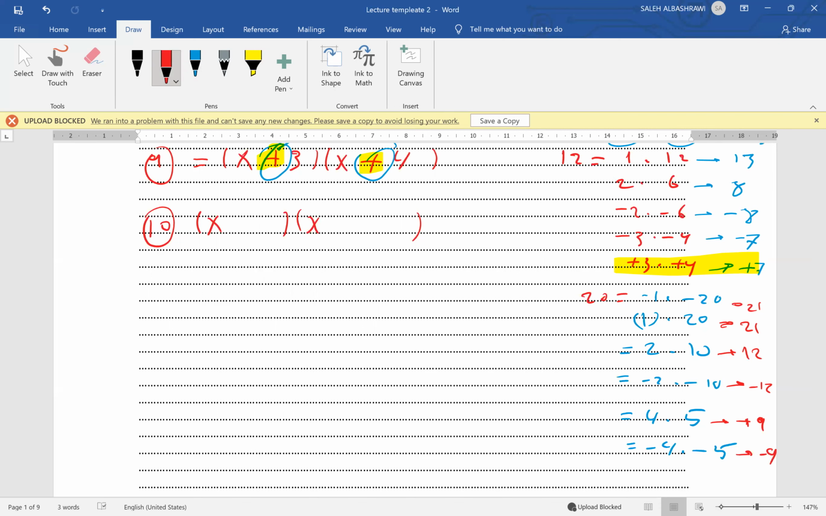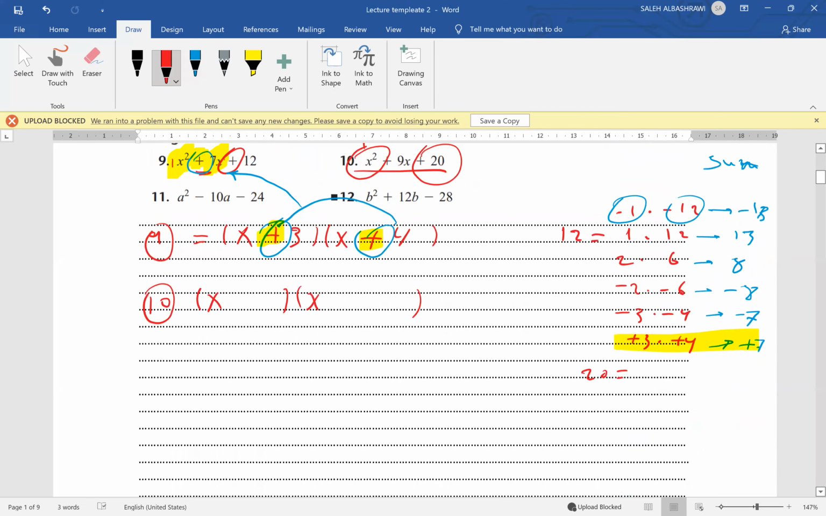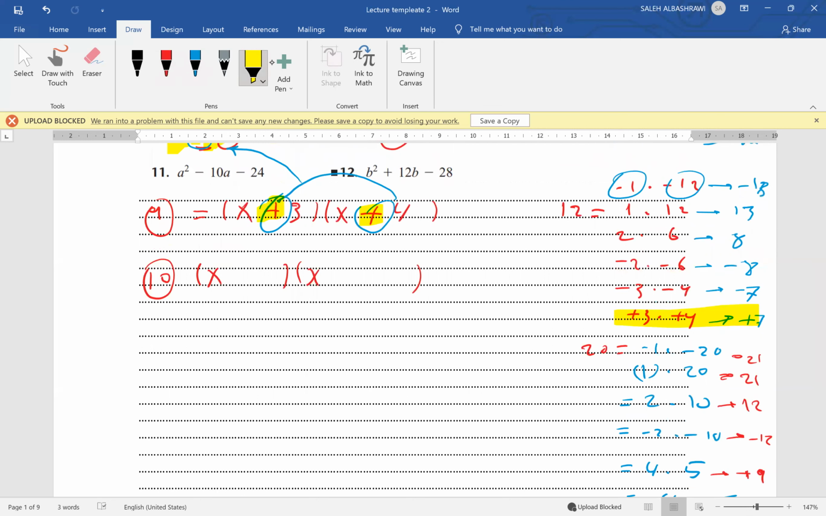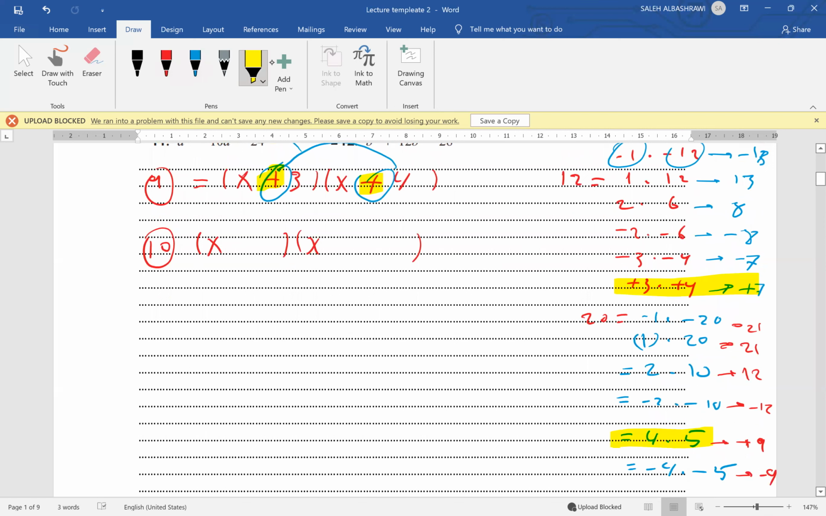So I need to choose the one that will give me plus 9, because I have b is plus 9. So these two numbers are 4 times 5. So it is plus 4 plus 5.